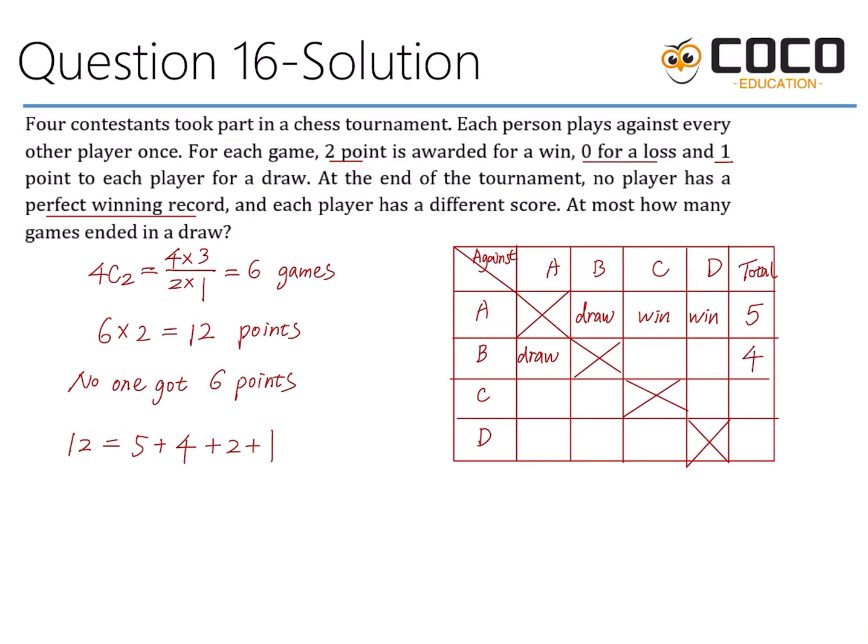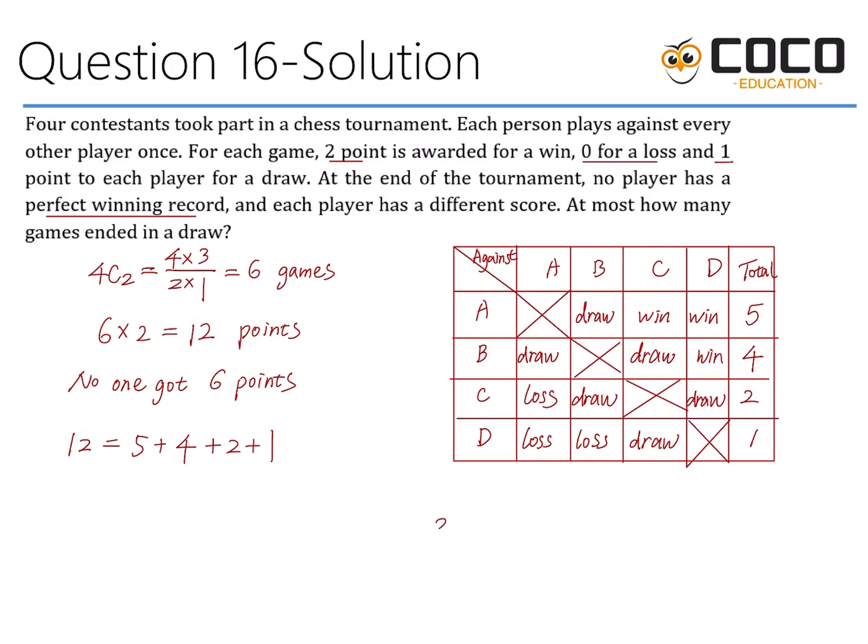Now we want B to get 4 points. This is 1 point, so we need another 3 points. So it will be 1 draw and 1 win. So B against C is also a draw. C against A is a loss. We want C to be 2 points, so C against D is a draw. So D has 2 losses and 1 draw, 1 point. Okay, so 5-4-2-1, this works.